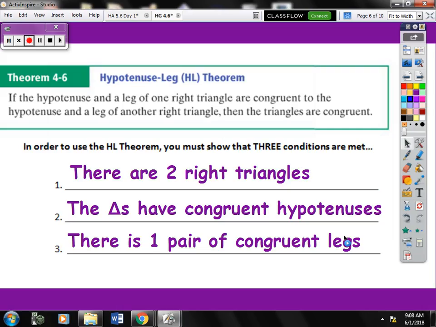So the proofs themselves are going to be really similar to what we've done in the past. We'll mark shared side, vertical angles, whatever the given might be. But as soon as you realize that it spells ASS, then you will realize that you're going to have to rethink your game and use HL instead.